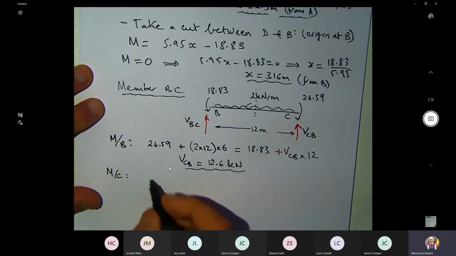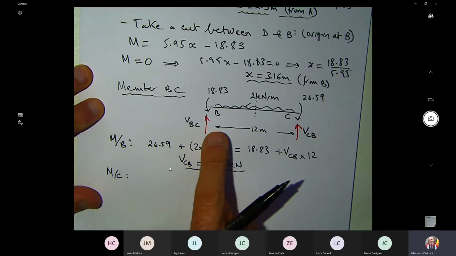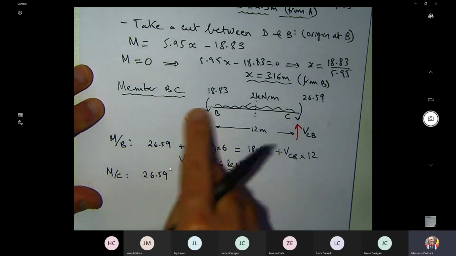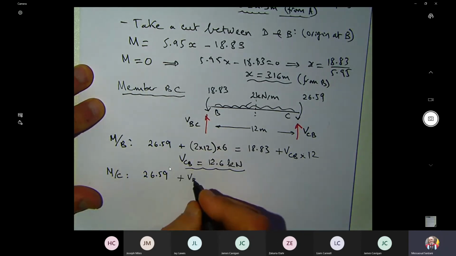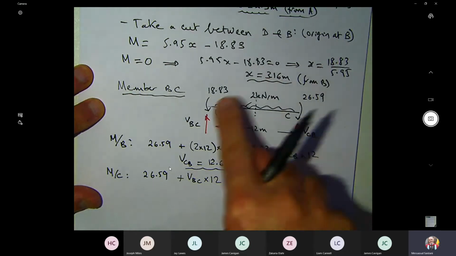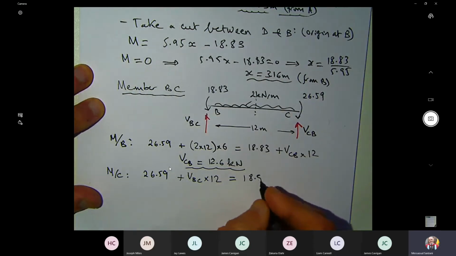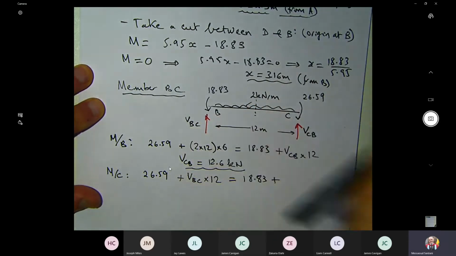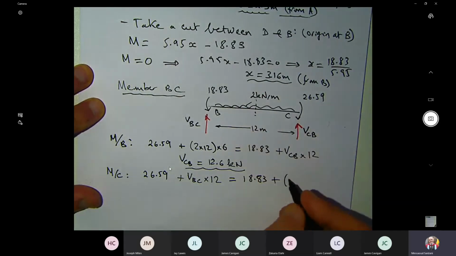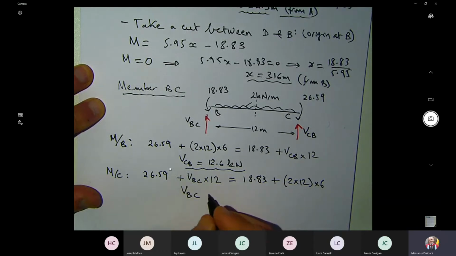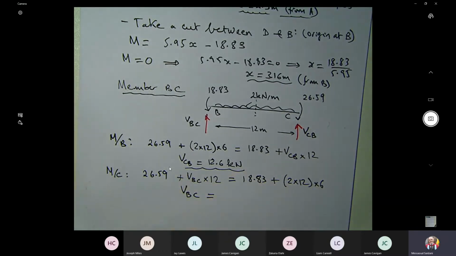Now we do the same, we take moments about C. About C, clockwise, I have the 26.59 here. We have the reaction as well, VBC times 12. And I think that's everything clockwise. Then anti-clockwise about C, we have the 18.83. And we also have the UDL about C, this time the UDL is anti-clockwise. So it's 2 times 12 times 6. And please, again, do check the answer. I've got 11.4.